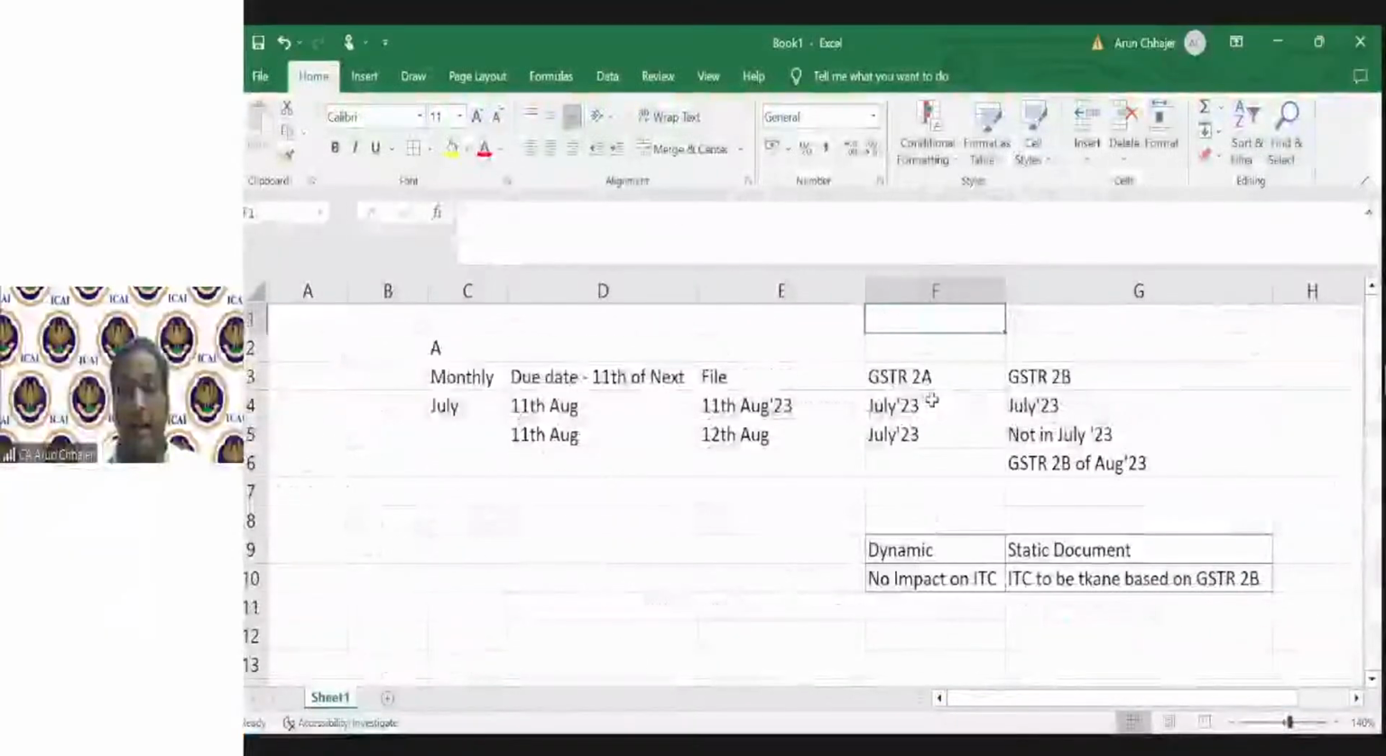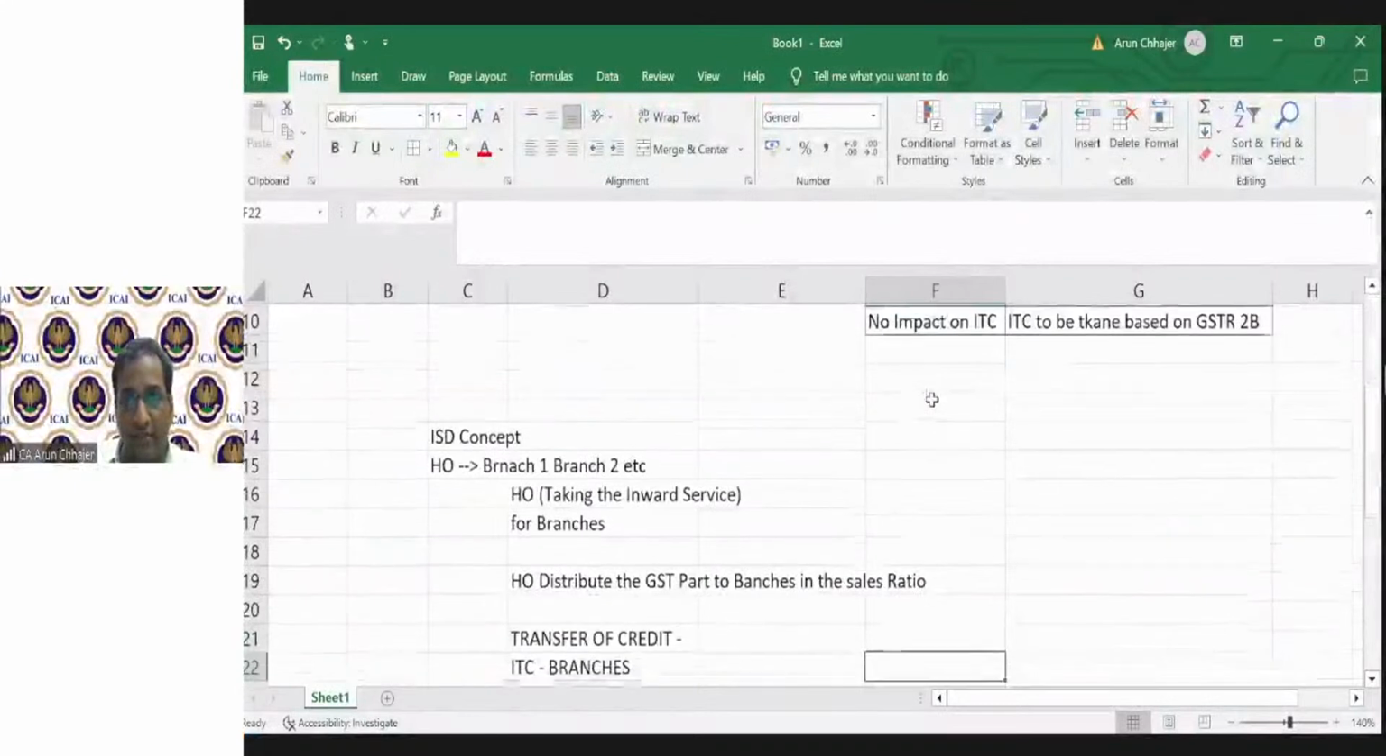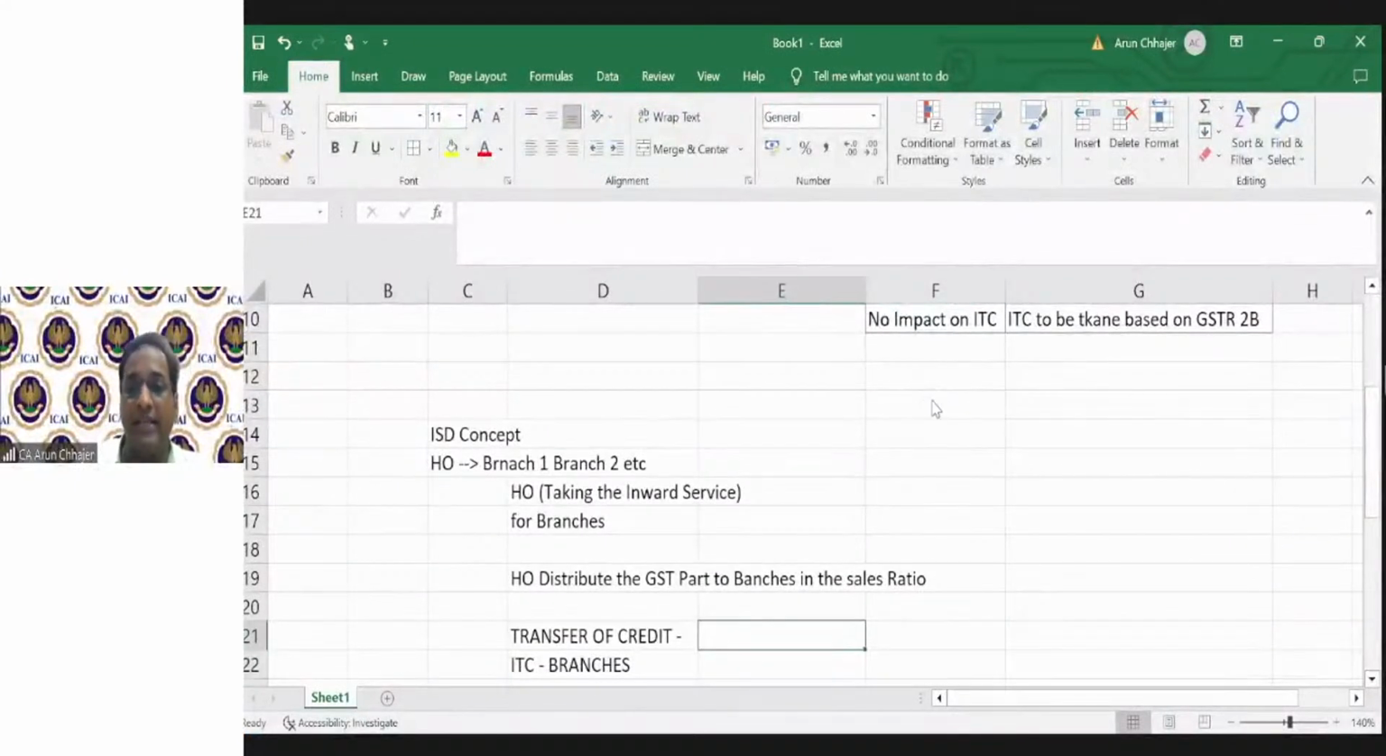ISD क्या है? ISD एक मैकेनिज्म है बाय विच हेड ऑफिस कैन ट्रांसफर द क्रेडिट accrued of input service to the branches. Sir, why he will transfer? Because there could be multiple reasons. One reason, HO does not have any tax liability. हेड ऑफिस में तो कोई आउटपुट सप्लाई होती नहीं है, तो वो आईटीसी तो उसका बेकार है. वो आईटीसी का क्या करेगा सर? वो आईटीसी तो बेकार है.